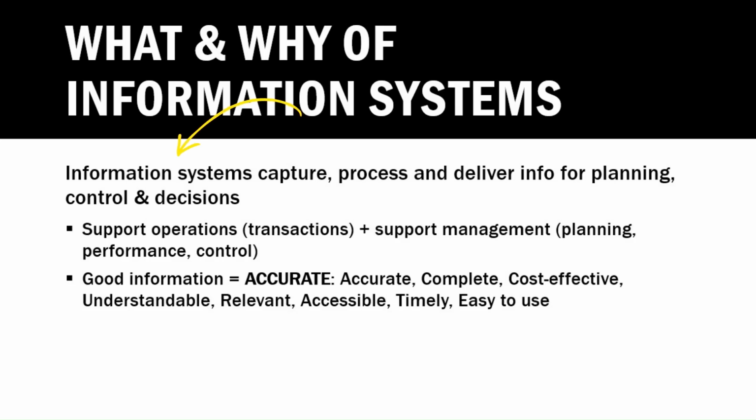An information system captures, processes, stores, and delivers information for planning, control, and decisions. It supports day-to-day operations and also helps managers plan, measure performance, and exercise control. High-quality information must be accurate, complete, cost-effective, understandable, relevant, accessible, timely, and easy to use.